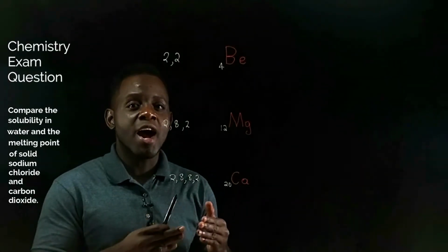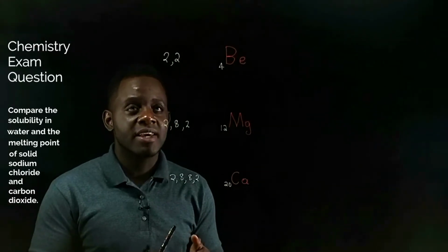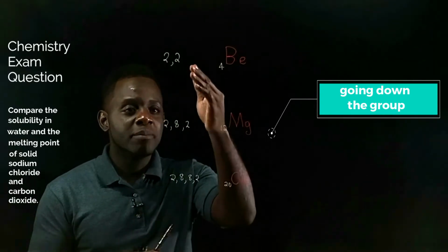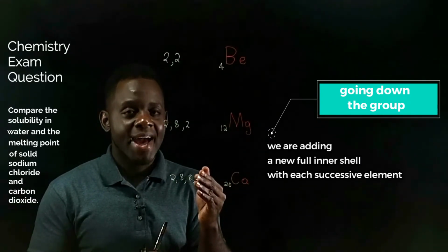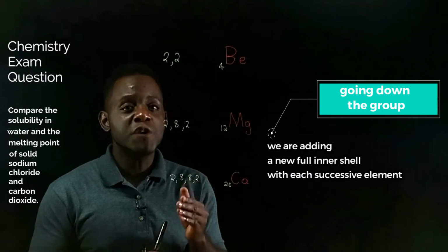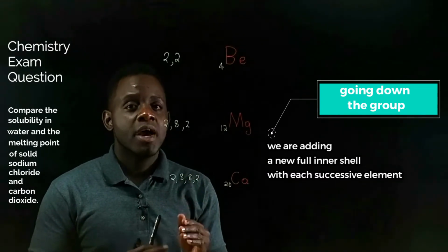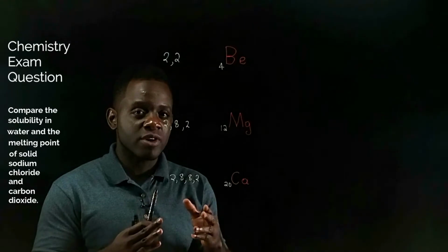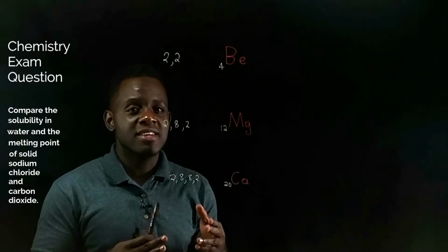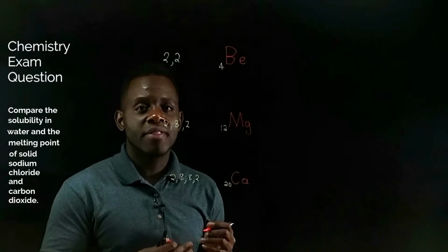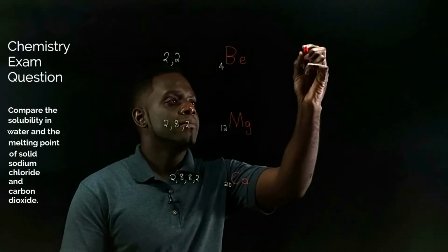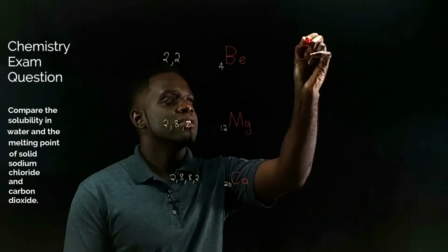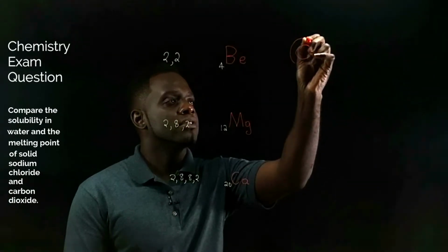There's also another trend that we are recognizing, and that is, as we go down the group from top to bottom, we are adding a new full inner shell. But let's draw a simple model to represent the electron configuration of these elements to make things even clearer. So beryllium with atomic number 4 can be drawn as such: the first shell and the second shell with simple circles.